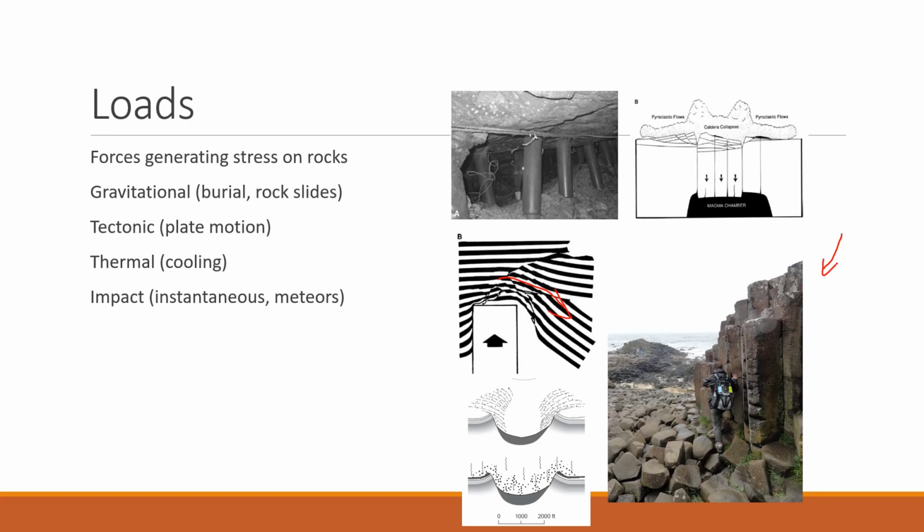We can also have impact loads. That is the example of where we have an impactor, obviously, hitting the earth. These are going to be instantaneous. These things are like meteorites. So a load is just what is applying the stress, and there are different ways we get stress. Much of what is being looked at in this chapter is looking at these tectonic loads, a little bit of gravitational too, but primarily these tectonic loads.